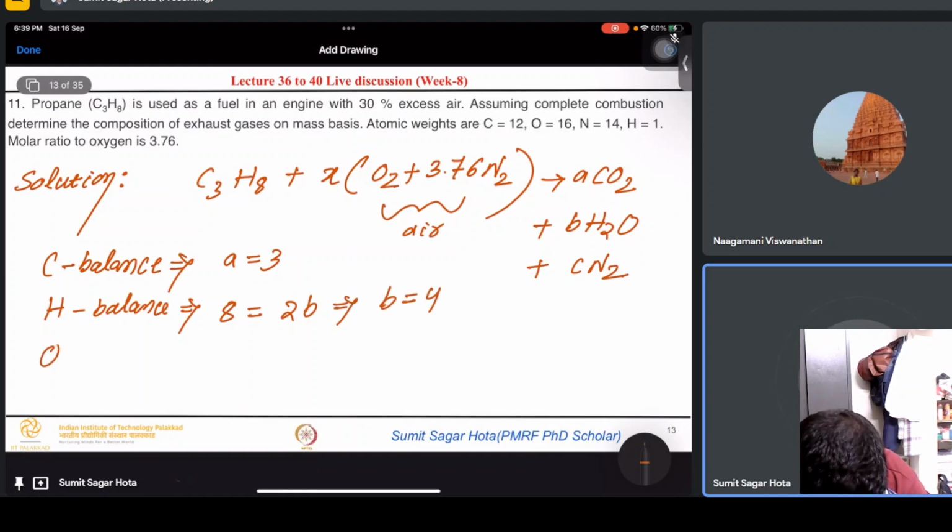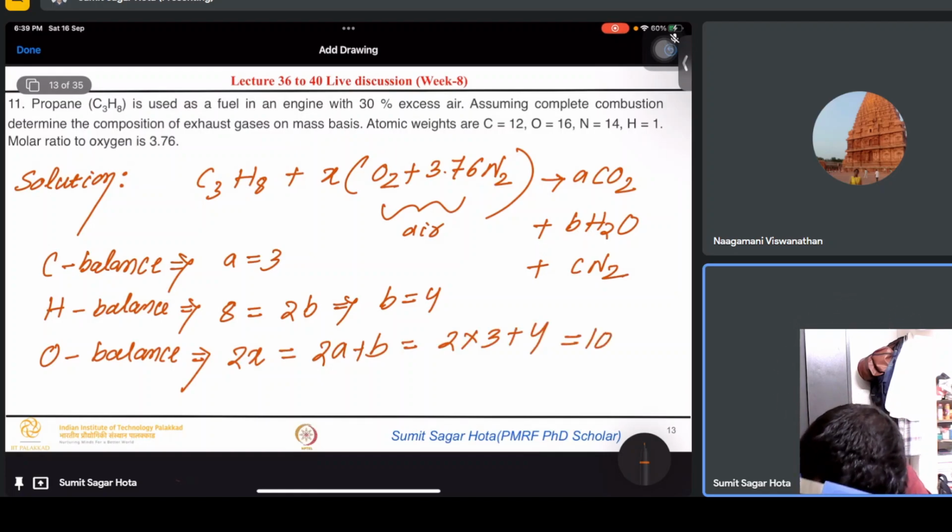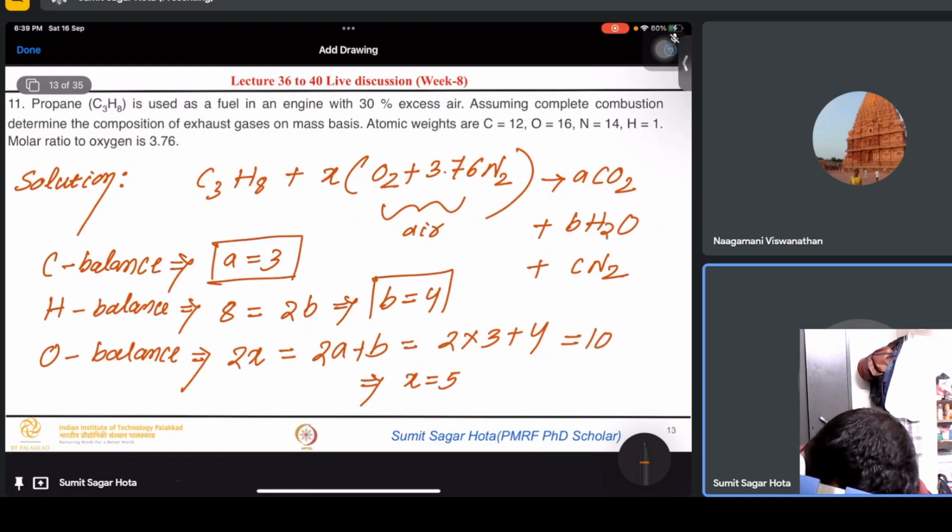Then you do the oxygen balance. What are the oxygens there? 2X on the left hand side. Right hand side, how many oxygens? 2A plus B. A we know is 3. 2 into 3 plus B, which is 4. 6 plus 4 is 10. So what is X? X is your 5. So you get A as 3, B as 4, X as 5.